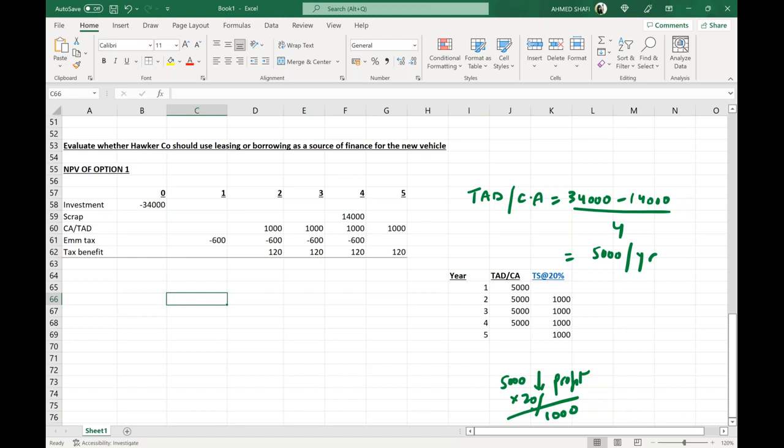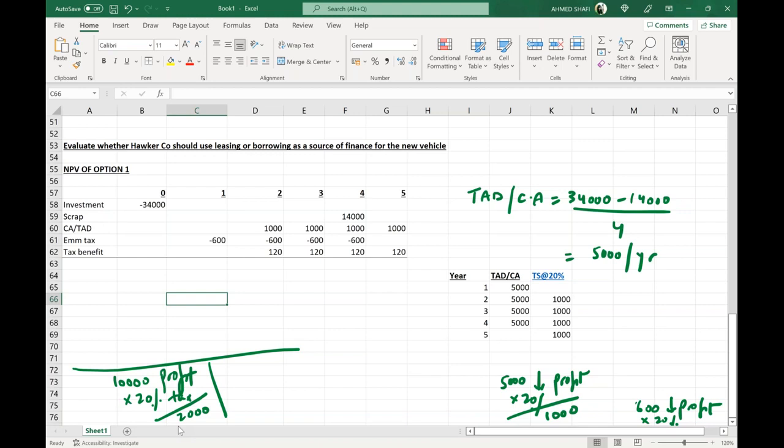Similarly, there is emission cost of 600. Yes, sir, you are on point, Salman. Emission tax is 600 outflow, so it will reduce your profit by 600. Now, if your profit is reduced by 600, obviously you will get 20% saving. Take it like this. Let's suppose your profit is 10,000. How much tax do you have to pay? 20%, 2,000.